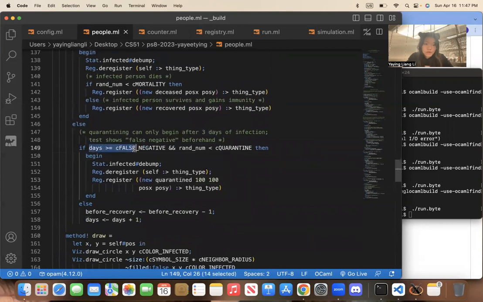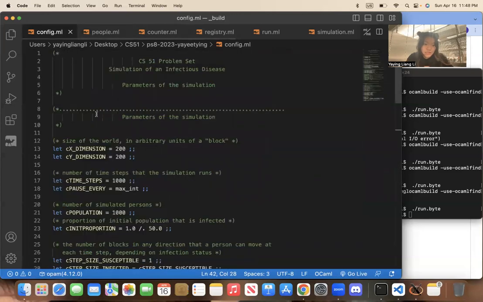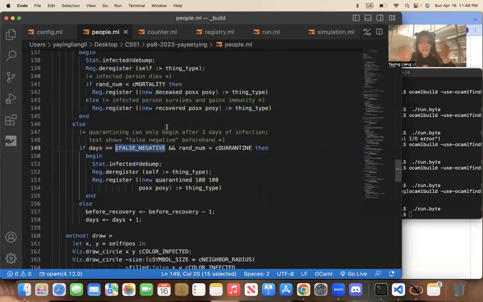Number one, we basically want to have days greater than or equal to C false negative. And this constant is basically the number of days that quarantining can begin after. So this is meant to simulate the idea that it takes X number of days after getting infected for a person to be aware, either through testing or through their symptoms, that they are actually sick and that they actually have the option of quarantining at that point. In this case, we set our C false negative to be 3. So this person has to wait 3 days before they realize they're sick.